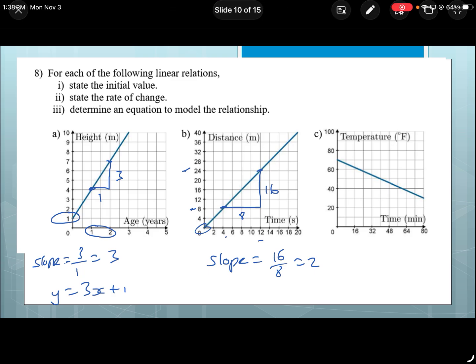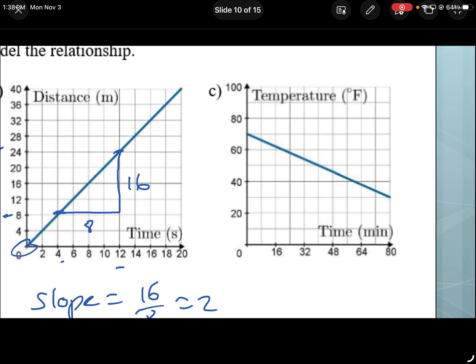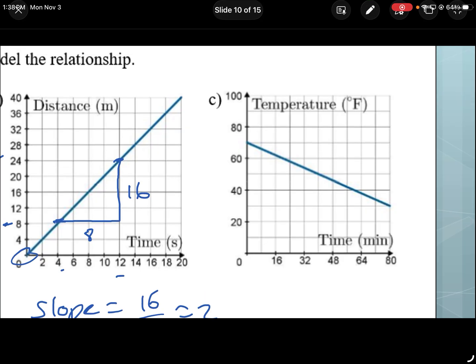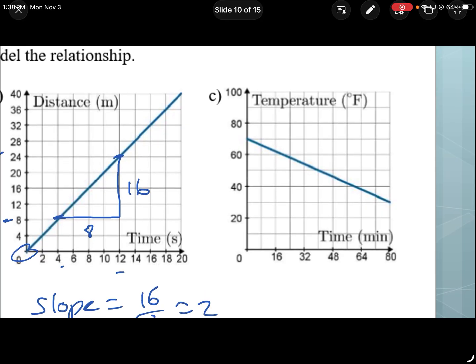Yeah, good. So my equation of my line is y equals 2x plus 0. And then last but not least, I'm going to zoom in a bit more for this one because it's a bit of a weird one. Pick two nice points. I don't know, here because it's 70, and where else? I guess here.